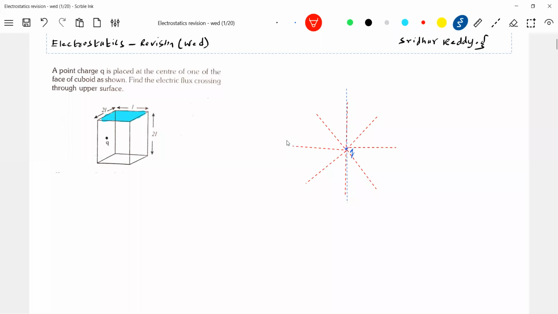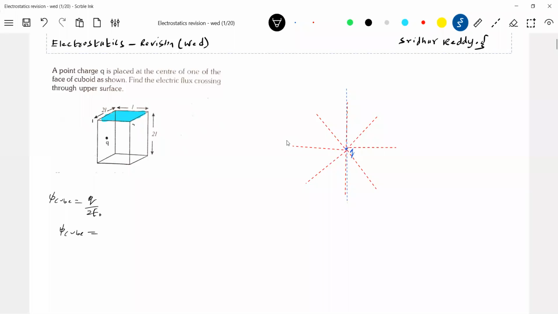Fine. So if there's a cube, half of the lines will pass through this particular cube. The remaining half will go to the other side. So what is the flux passing through the cube? The first one: Q by 2 epsilon naught. In that, what happens? Five faces are there. The four faces will share equally. The four faces will have the share of that one. So what is all this equal to?